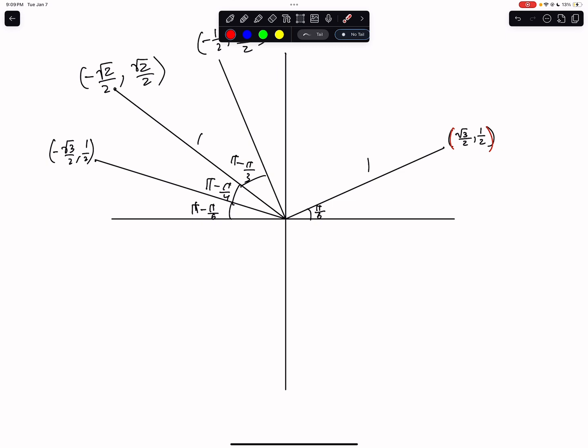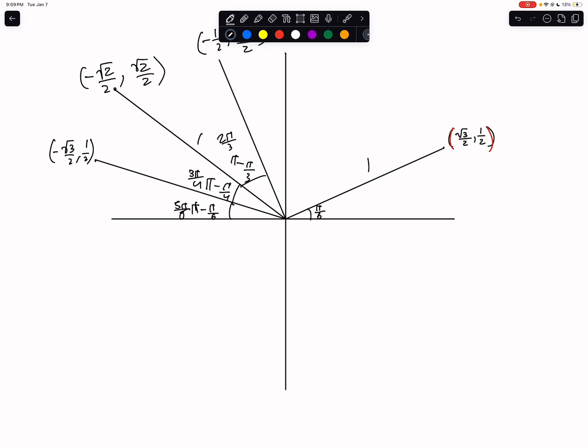And then if we actually simplify this, using common denominator, this should be 2 pi thirds. This should be 3 pi fourths. And then this should be 5 pi sixths. Okay? Awesome. Great. Really good. Amazing.